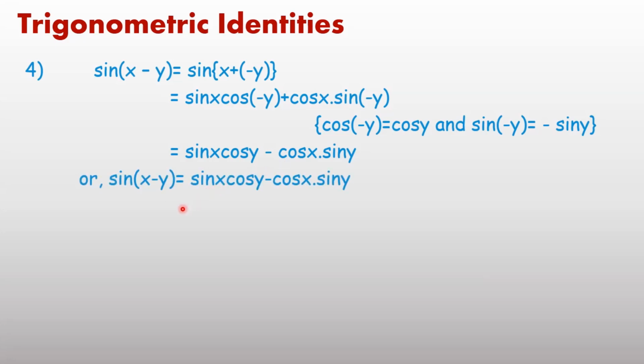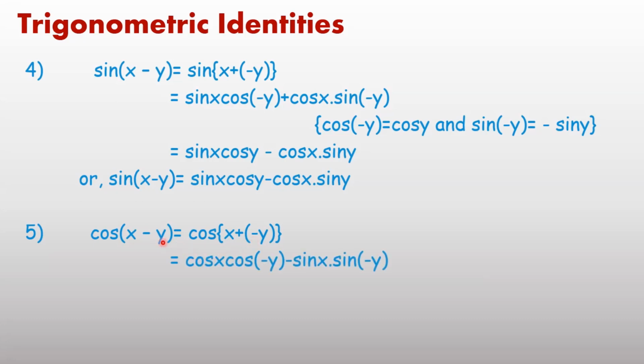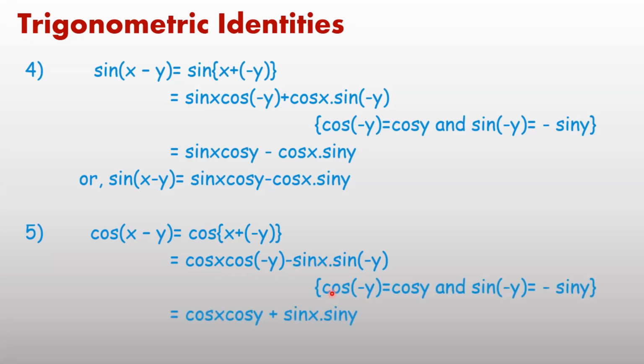Similarly, cos x minus y we can write as cos x plus minus y. In the identity of cos x plus y, in place of y write minus y: cos x cos minus y minus sin x sin minus y. By putting values, you get the next identity. It means sin x minus y equals sin x cos y minus cos x sin y, and cos x minus y equals cos x cos y plus sin x sin y.